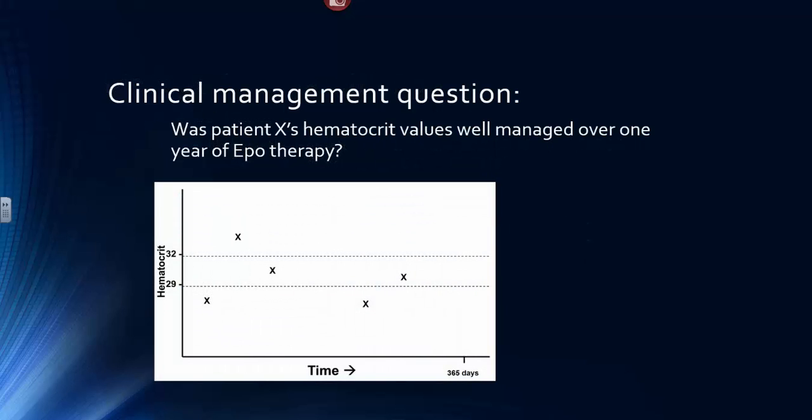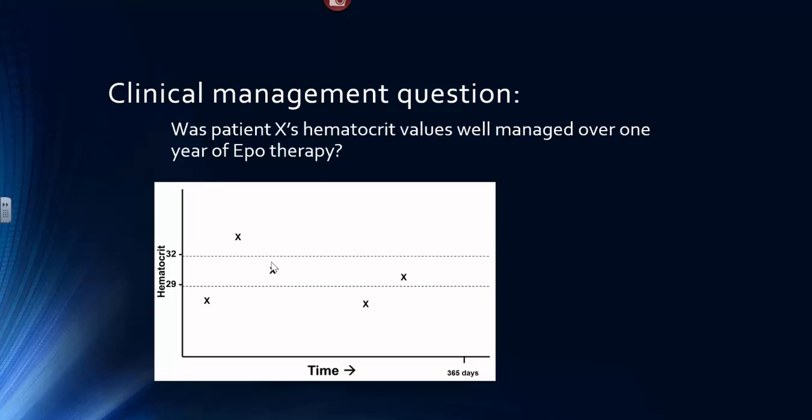Let's take a look at a hematocrit as a cartoon across time. Here we have an individual patient across time over 365 days whose hematocrit is plotted on the y-axis and time on the x-axis. We've drawn a line at the 29 boundary, that is, we want the patients to be above 29, but we want them to be below 32. This is the target range. And as you can see, the first hematocrit is below the target range, the second is above it, the third is in the middle.